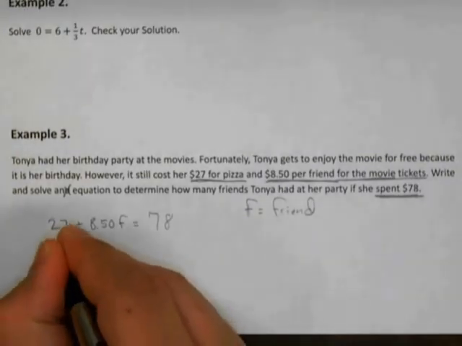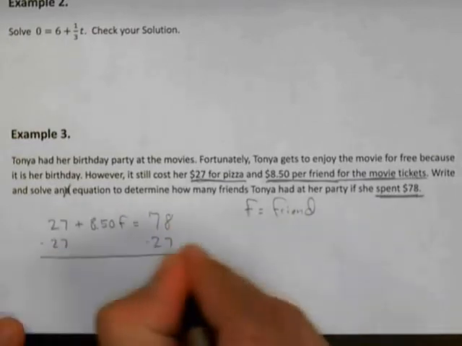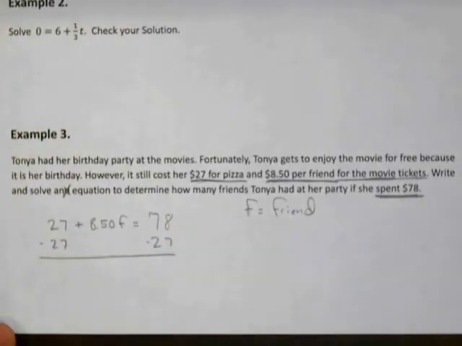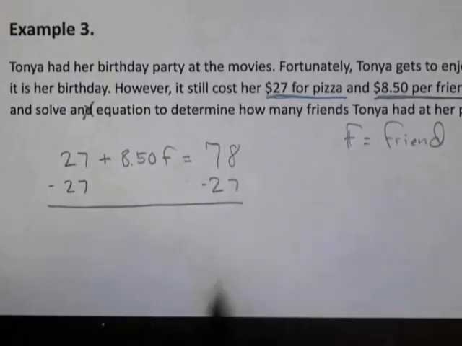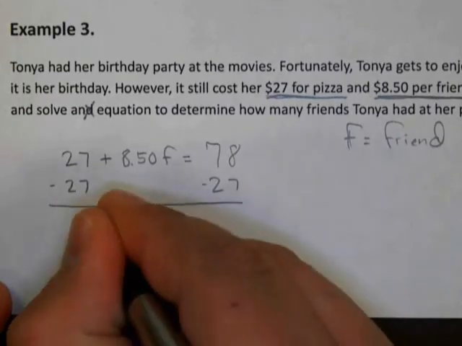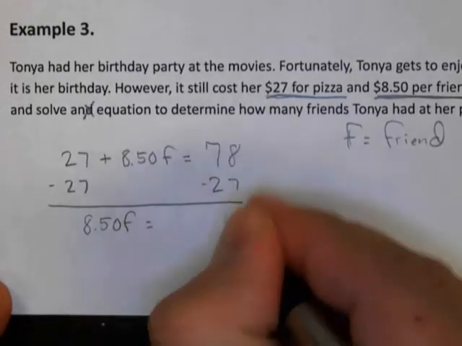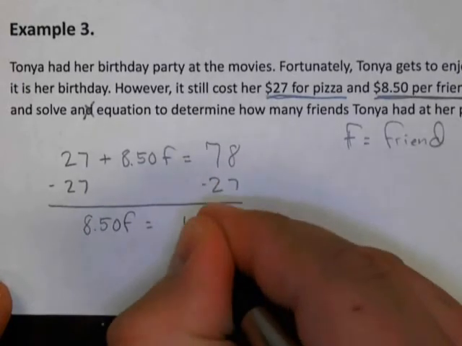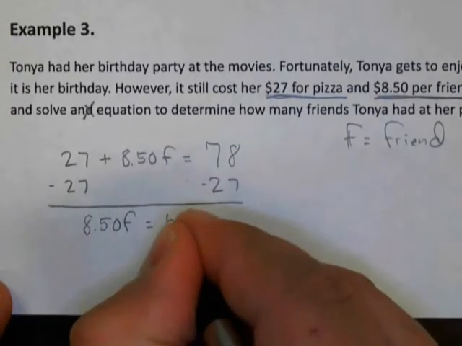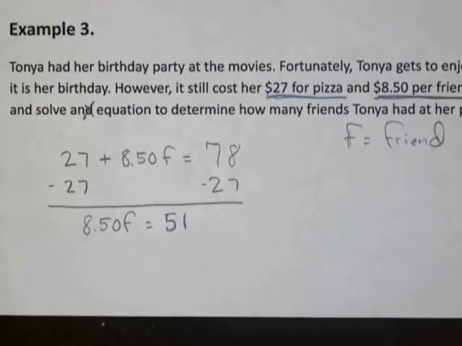That means we have to subtract 27 from both sides of the problem. Okay, and I'm going to go ahead and pause this and zoom up real quick. So 27 we have to subtract from both sides. That's just going to be 0, and we'll just be left with 8.50 F is equal to 78 minus 27, so 8 minus 7 is 1, 7 minus 2 is 5. So 8.50 times F is equal to 51.